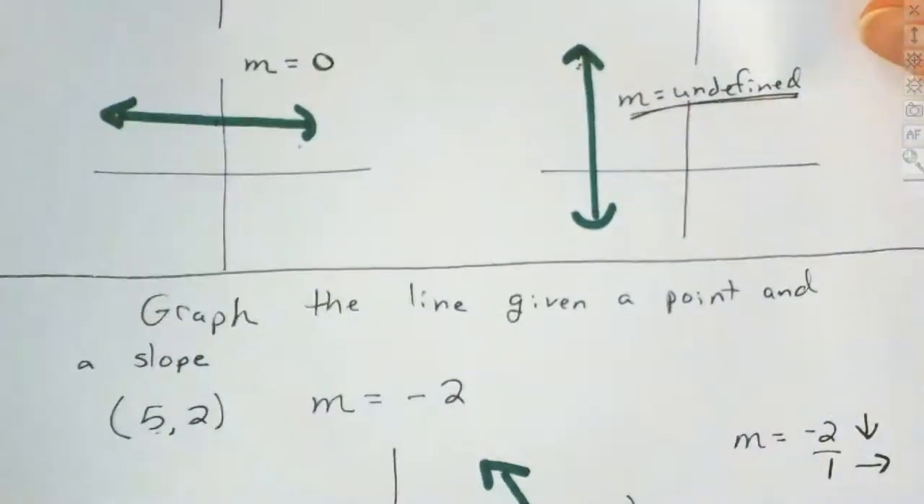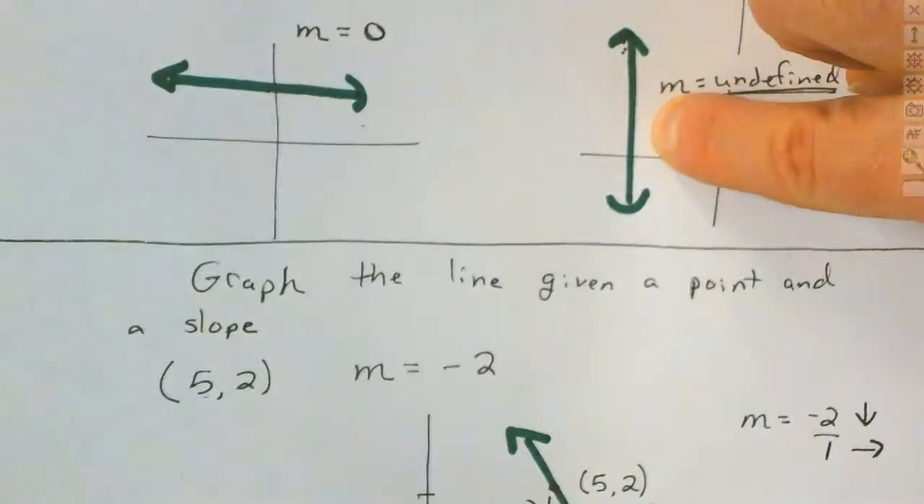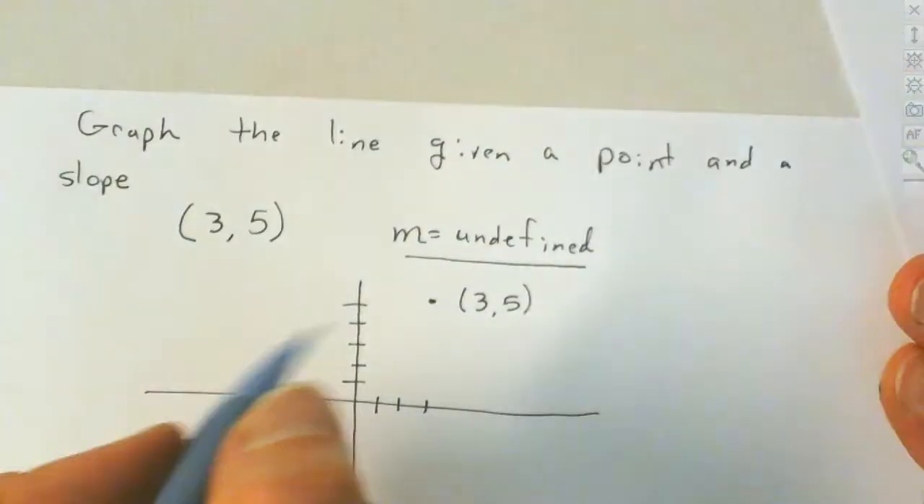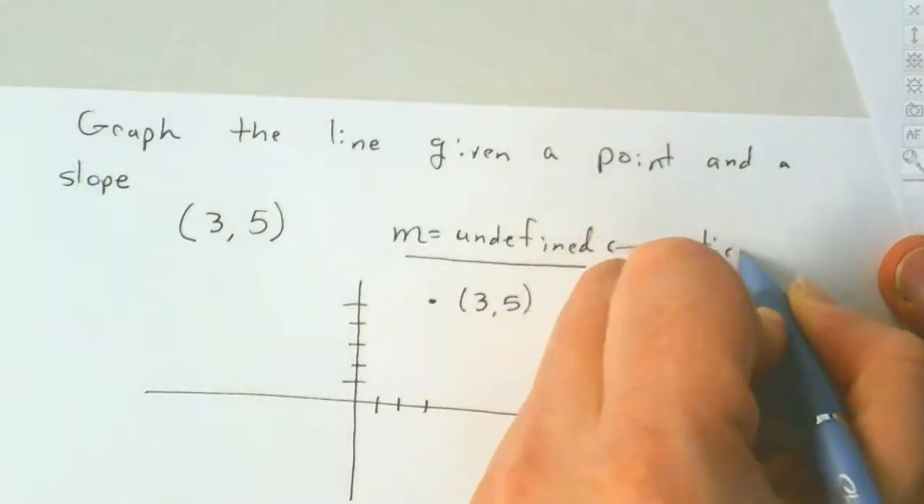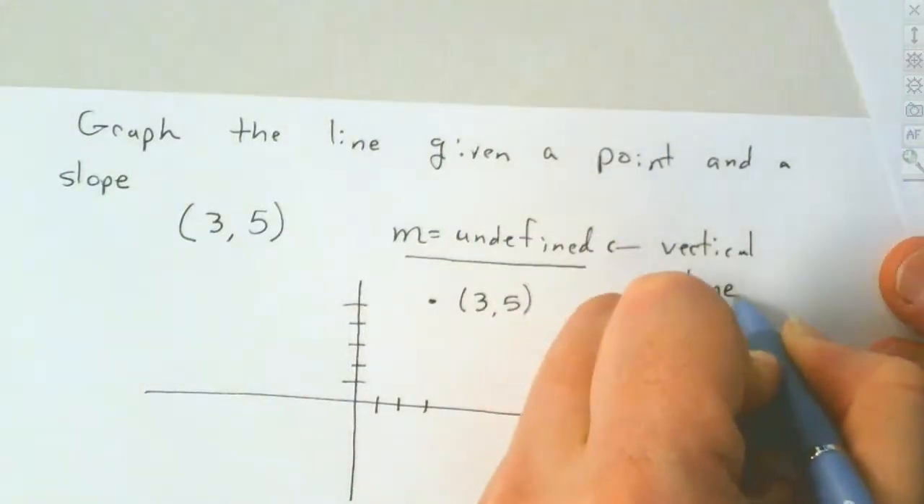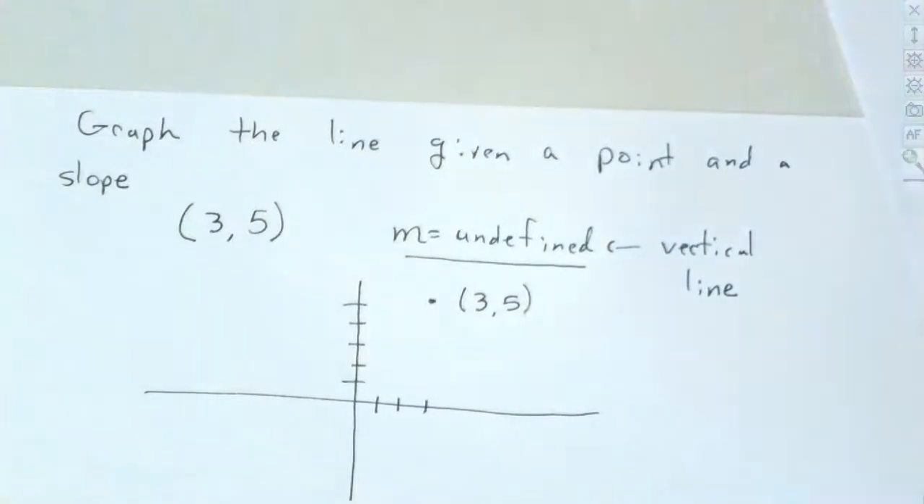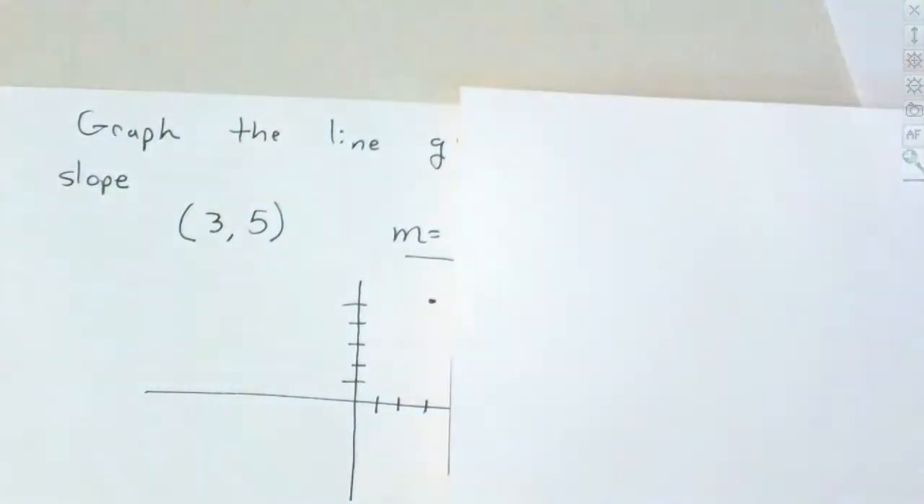Let's go back and look. Undefined slope, what is that? Vertical line, just like this. So my slope is undefined. So that means it is a vertical line. And it's going to go through that point, 3, 5.